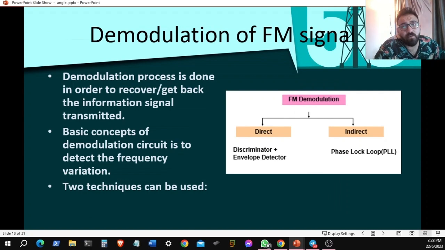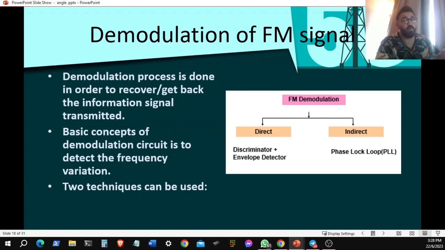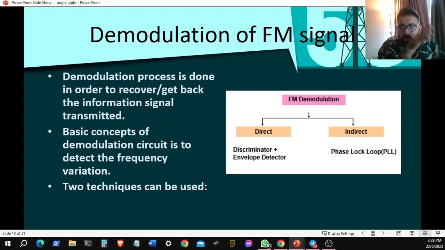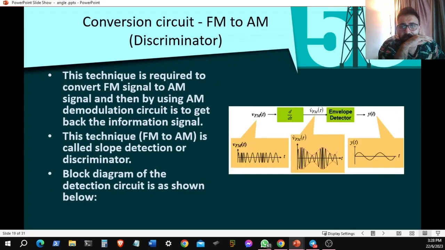And now let's talk about demodulation of the FM signal. The demodulation process is done in order to recover the transmitted information signal. So we transmitted the information signal, but we want it back, so it is all the way around. The basic concept of it is a circuit to detect the frequency variation. Two techniques can be used, direct or indirect. Indirect, we talk about the phase lock loop. Direct, we talk about the discriminator and envelope detector.